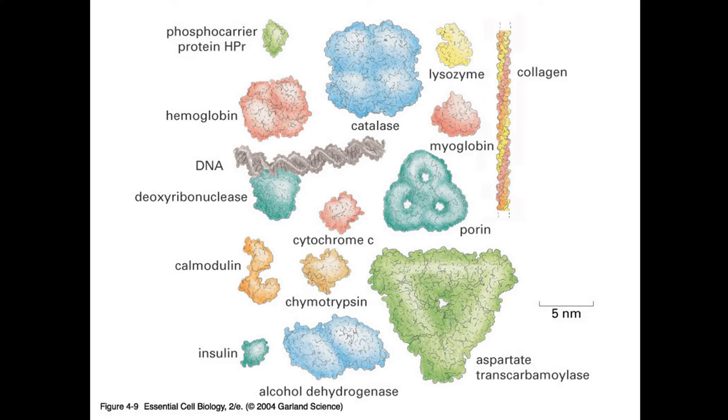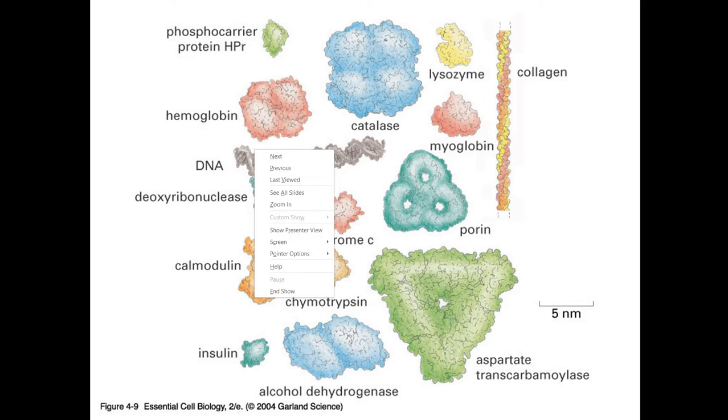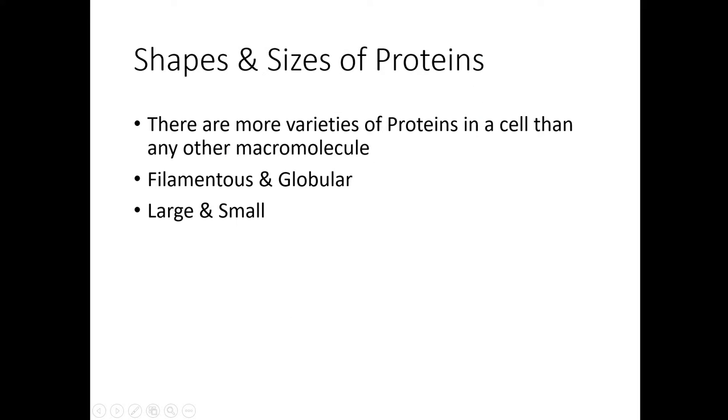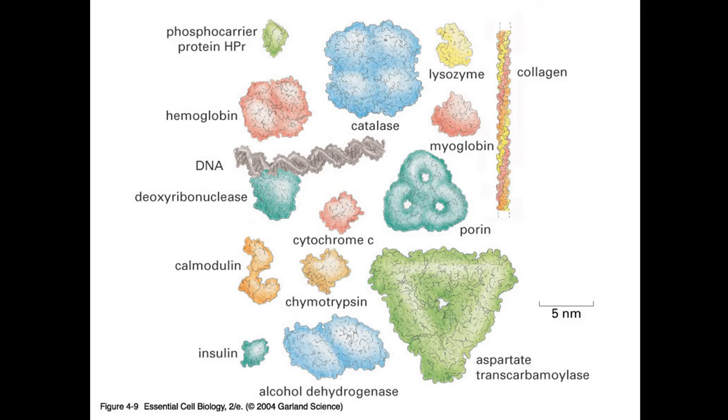So here in this figure you can see these are the... so there are more varieties of proteins in the cells than any other molecules. On the basis of shape and size we can divide proteins into filamentous and globular, large and small. Okay, in the figure you can see these are the various examples of proteins.